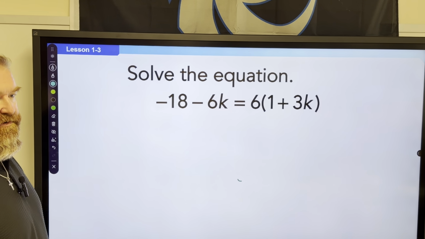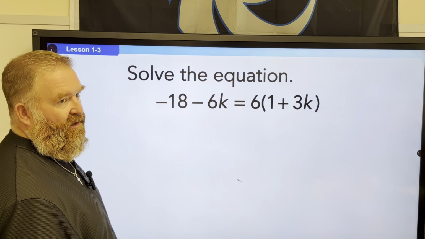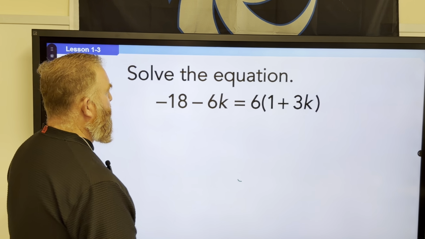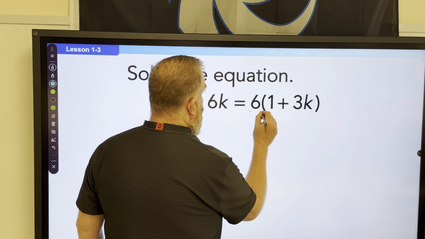Distribute. We're going to distribute first. Do I have anything that has distributed property? Sure do. It can be on both sides. It can be on one side, or you might not have it. But this one we do.